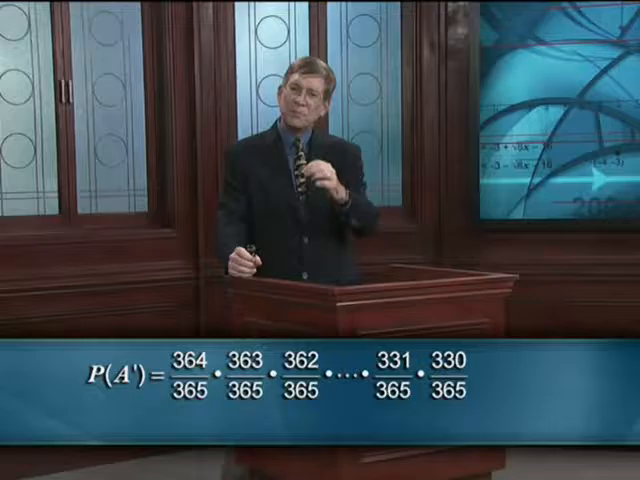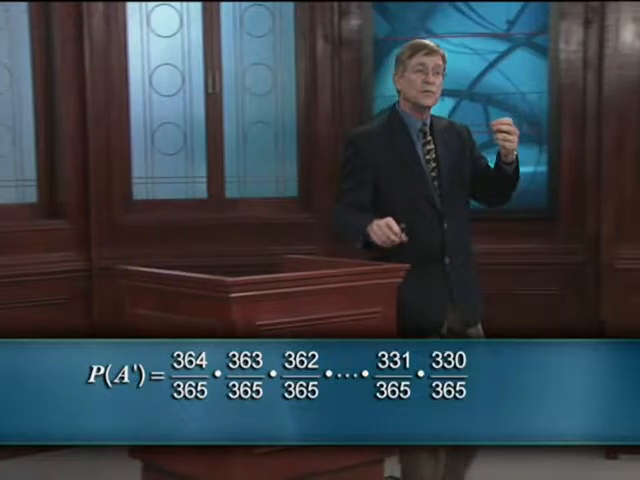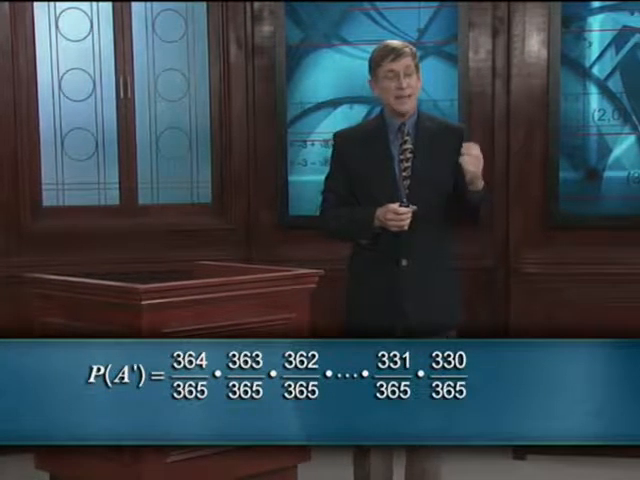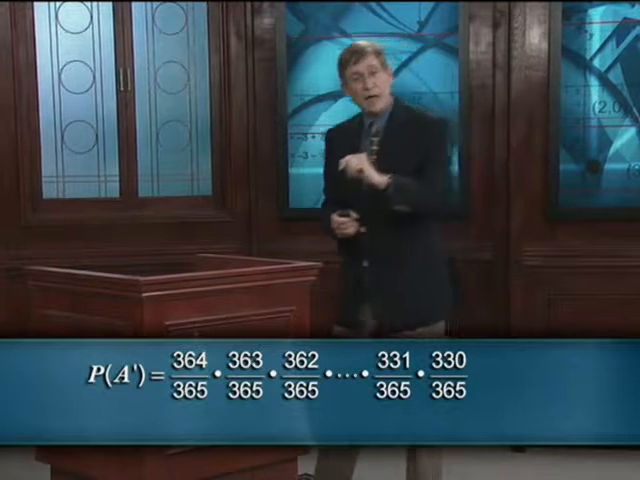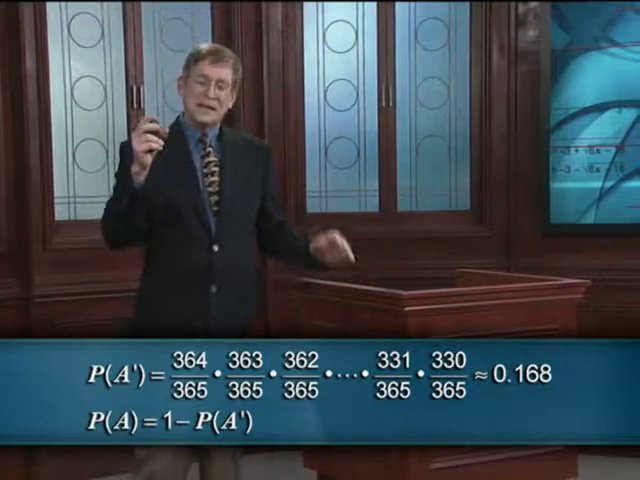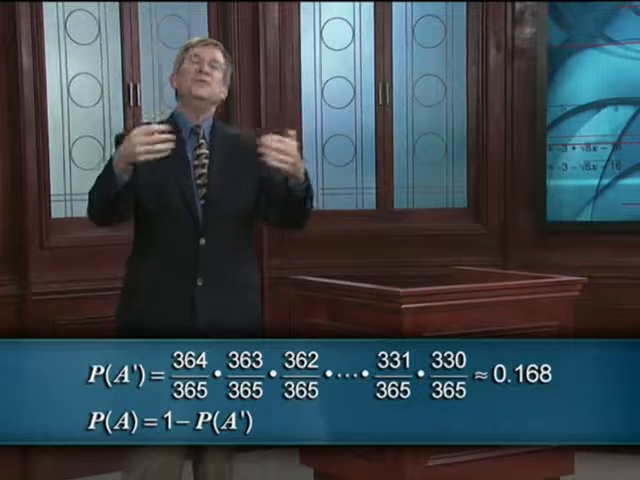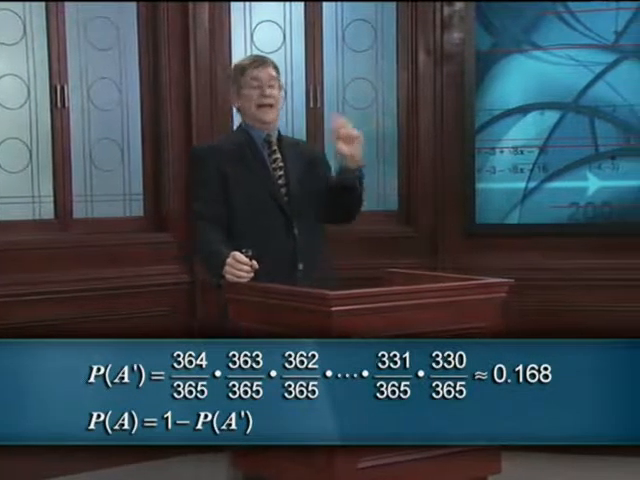So, you have this giant string. The probability of the complement is nothing more than the product of all these probabilities we just calculated. 364 over 365 times 363 over 365, all the way down to 330 over 365. That's the probability of the complement, that no two students have the same birthday. And that turns out to be, on a calculator, about 0.168. So the probability of the event that two do have the same birthday is the complement of what we calculated, that nobody had the same birthday.